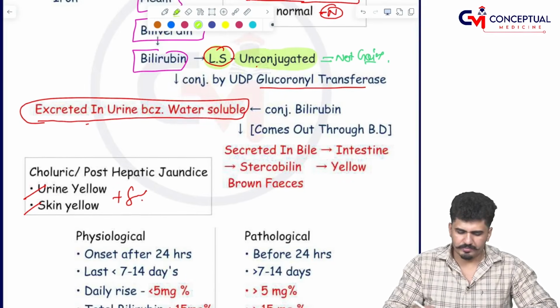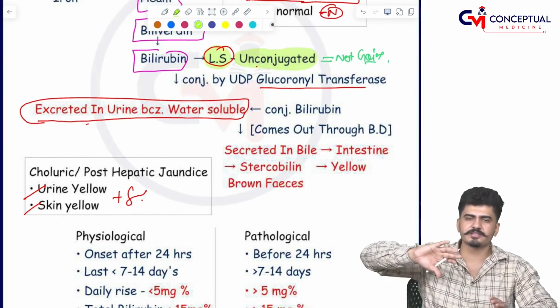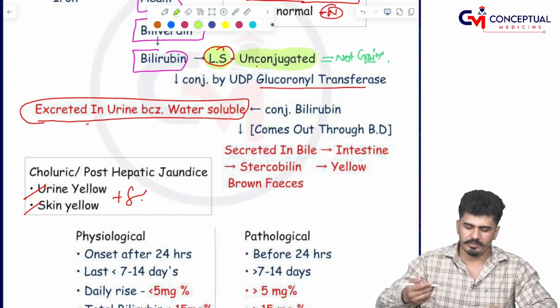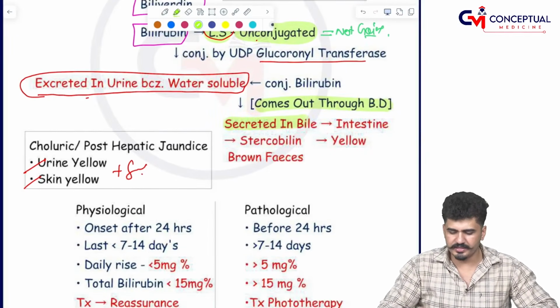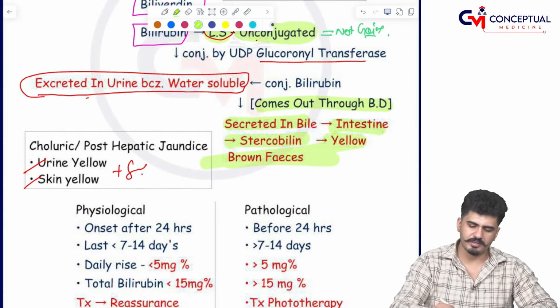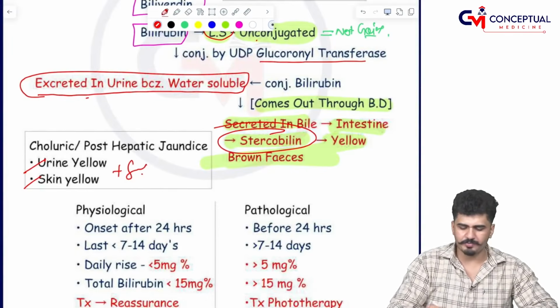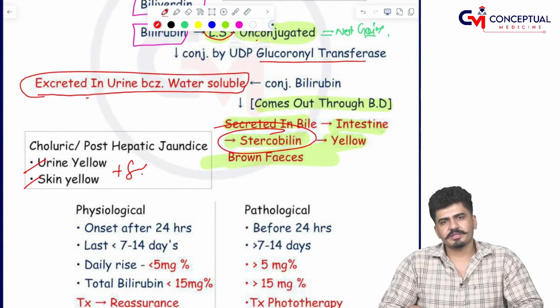Done. Now normally what will happen, this conjugated bilirubin comes outside from the bile duct, is secreted in the bile, then in the intestine it becomes stercobilin, which is responsible for the yellow brown feces. Who is responsible for the yellow brown feces? Your answer is going to be stercobilin.